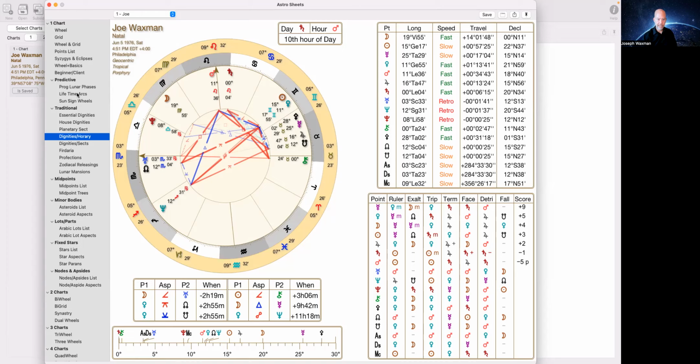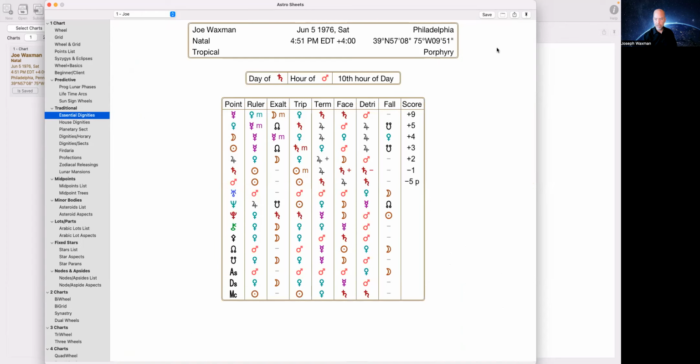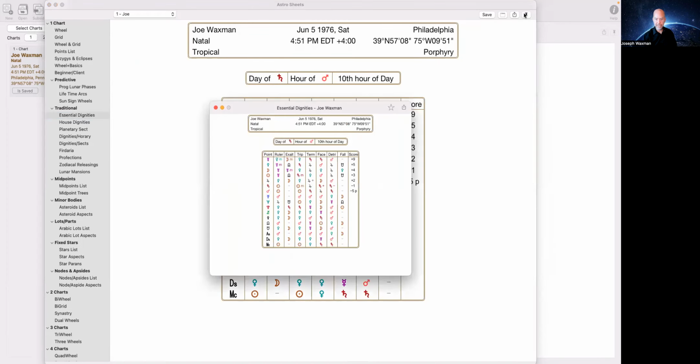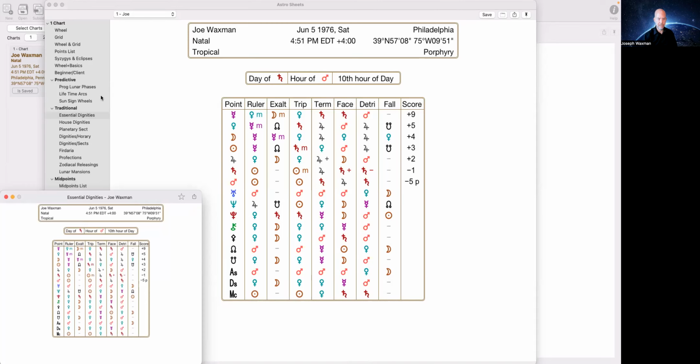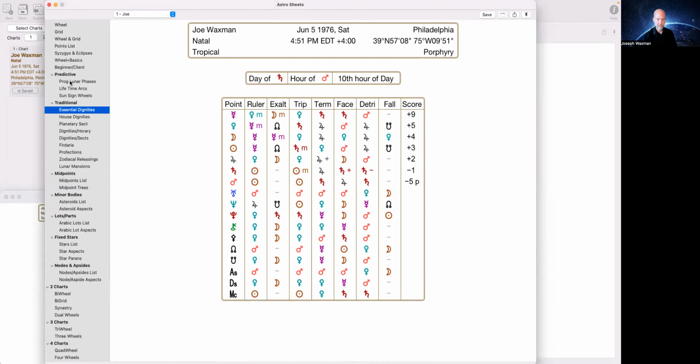So in any case, I like to pull up my dignities just so I have that by my side. And then there's some other things you can look at. Obviously for prediction, there would be certain things. I can look at my progressed lunar phase.